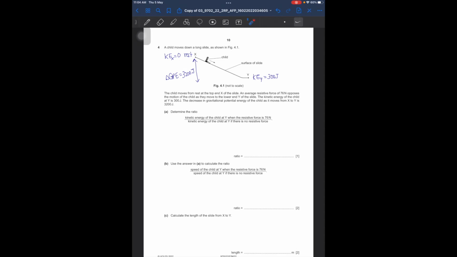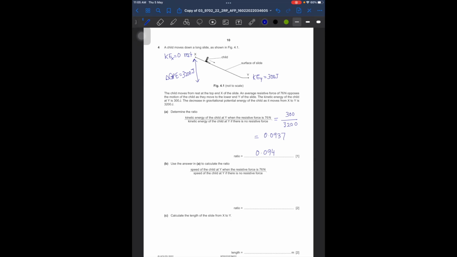Now determine the ratio of kinetic energy of the child at Y when the resistive force is 76 Newton and when there is no resistive force. So when the resistive force is 76 Newton, they have given to us, that's 300. When there is no resistive force, that means all of the GPE which decreased by 3200 joules, that should have been the increase in KEY. So it started from a zero kinetic energy, so it should have gone to 3200 if there was no resistive force. So that is 0.0937, which we can round it off to 2 SF, 0.094.